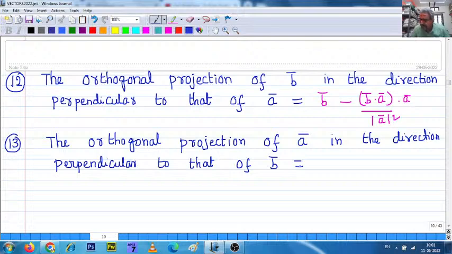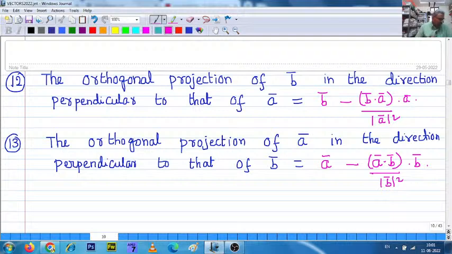What is your answer? Yes, you try yourself. A bar minus the orthogonal projection of A bar on B bar. That means A dot B upon mod B square into B bar. So let me write once again. This is mod B square. I hope it's very clear to you.